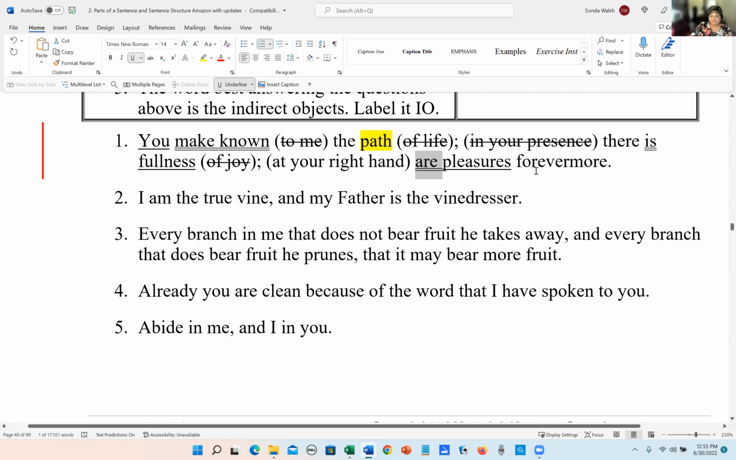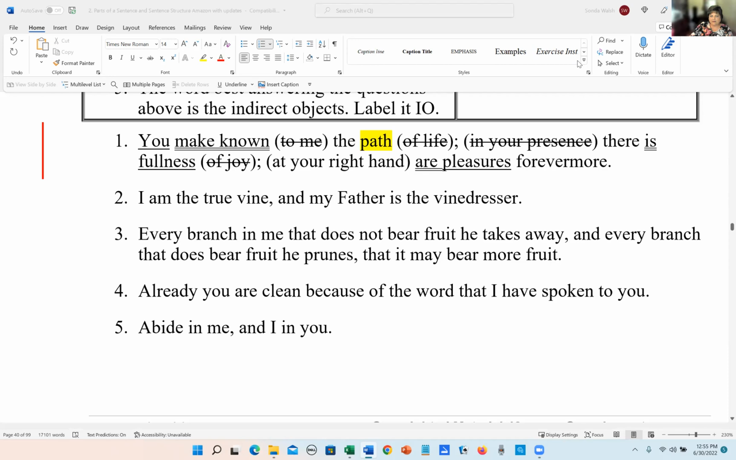Forevermore tells when and where. I'm going to come back to that. Let me see if that's... Yes, I looked up forevermore and it's an adverb. So that cannot be a predicate nominative or a predicate adjective. And so we just leave it at that.